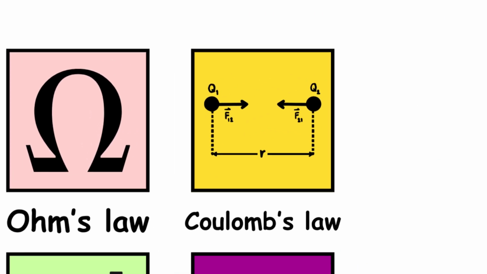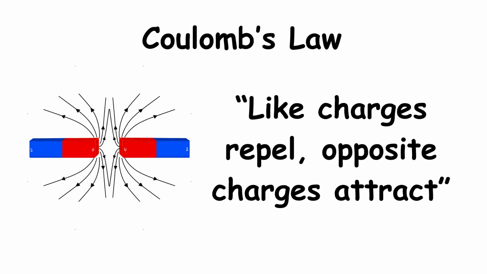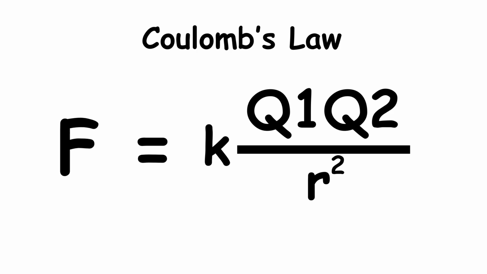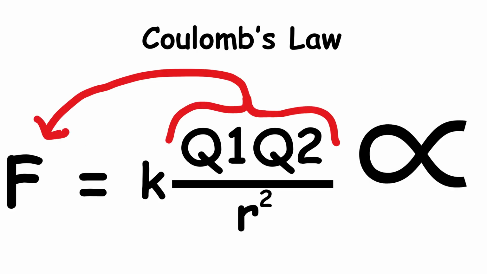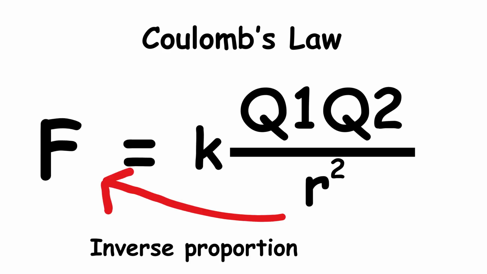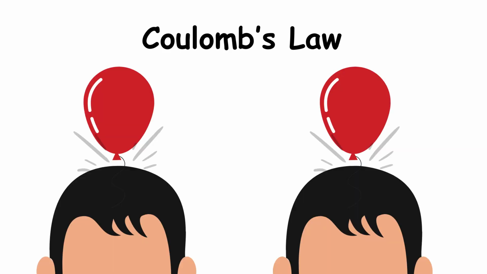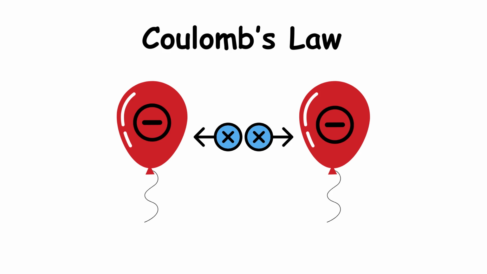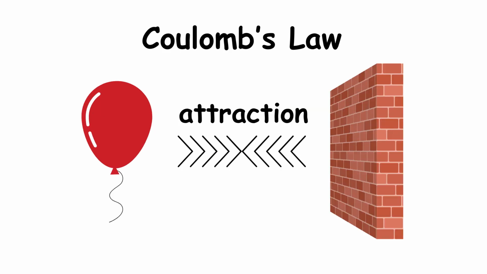Next, we have Coulomb's law. Coulomb's law states that like charges repel and opposites attract. This law tells us that the force between two charged particles is directly proportional to the product of their charges and inversely proportional to the square of the distance between them. For example, two balloons rubbed on your head repel each other because they're both negatively charged, but the balloon and a wall, they attract. It's science, not sorcery.